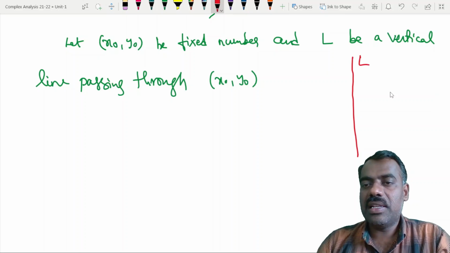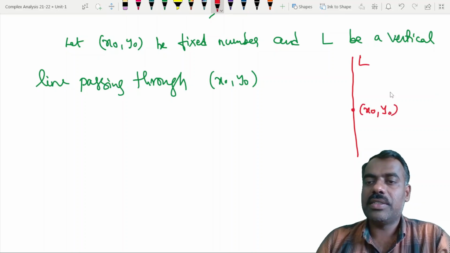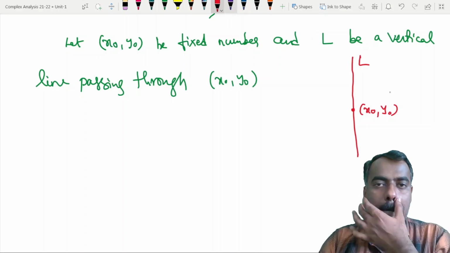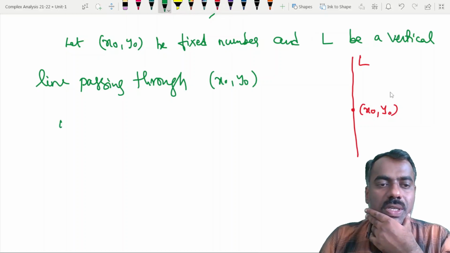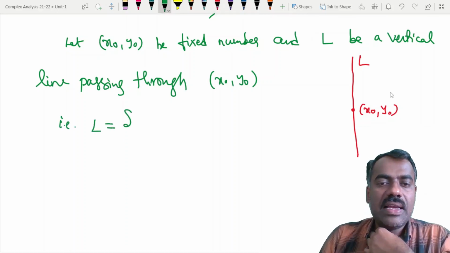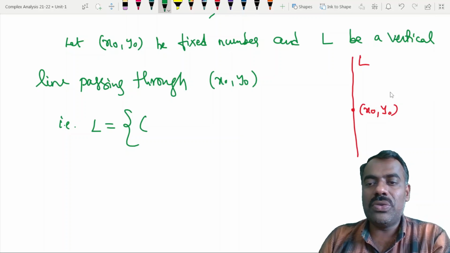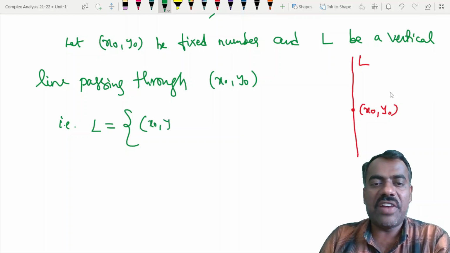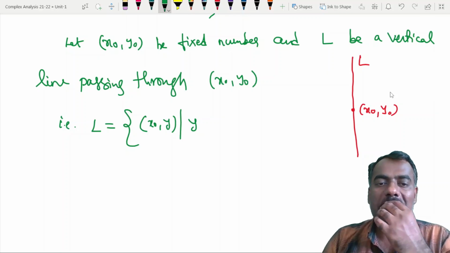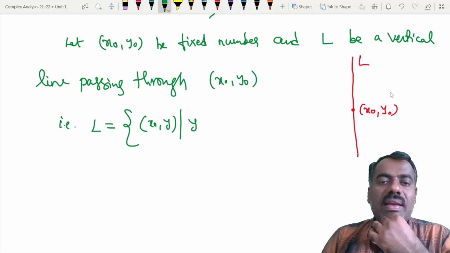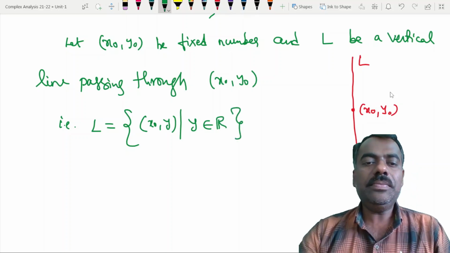This is L. You have a point x naught comma y naught, and a vertical line, right? So L is fixed. A vertical line passing through x naught means x naught is fixed and y is any variable, y belongs to R. Is this clear?